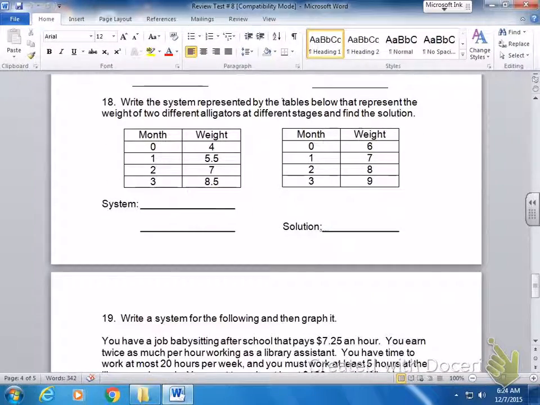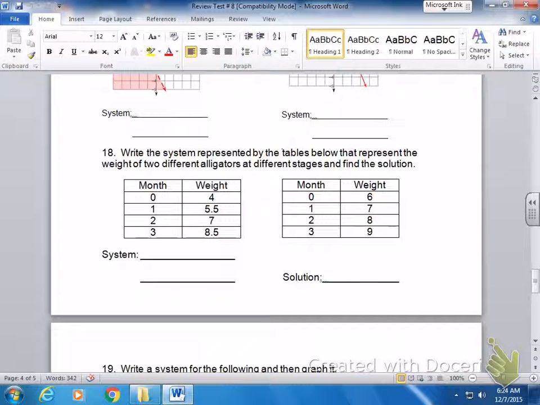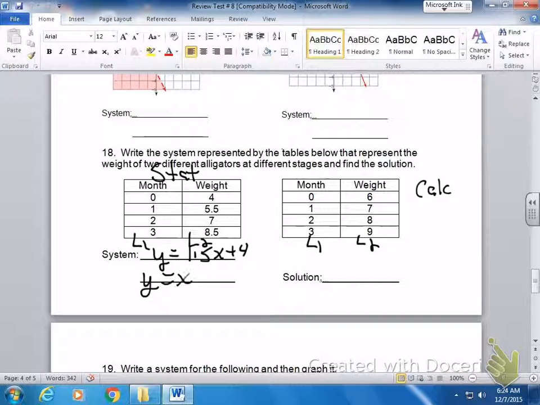And this last one, guys, it says write the system and find the solution. This is meant to be pretty much a straight-up calculator problem. I'm going to put calc over here to the side. The first thing you could do is use your stat to find the equation. You can put this into L1, L2, find the equation. Same thing here, L1, L2. And then you'll have your equations down here. If you throw them in your calculator, you get y equals 1.5x plus 4 for one of them. And the other one you get y equals x plus 6.